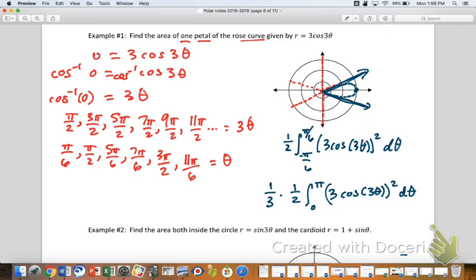Liz, your question? How would you know that there aren't 6 petals? Well, there's a lot of levels to that answer. The first one is, if n is odd, n being the coefficient on theta, then the number of petals matches n. If n is even, then the number of petals is doubled. It's 2n.